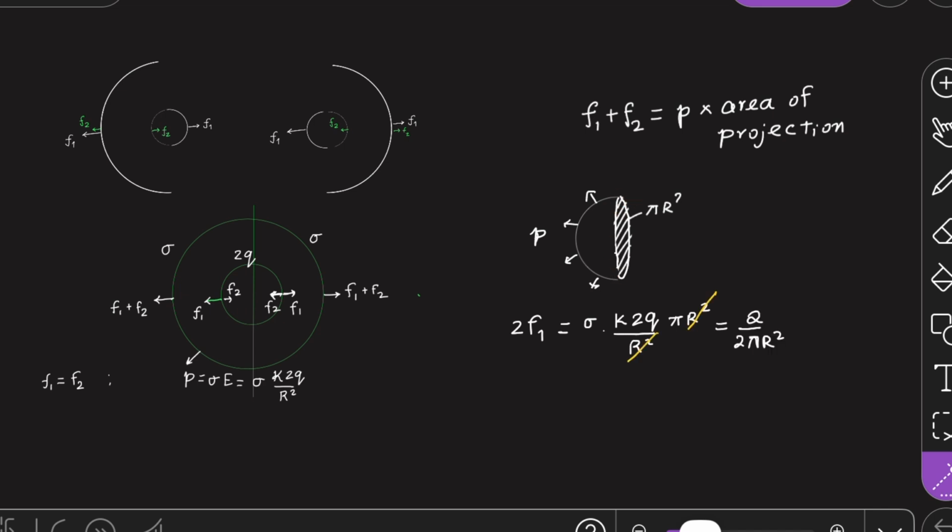Put the value of sigma. Sigma is Q over 2 pi r square, because Q is on a hemispherical surface, so its area is 2 pi r square. This is the value of K, 1 over 4 pi epsilon naught, 2Q into pi, and cancel this 2 and solve for F1. So this is the force F1 which we were required to find in this question.